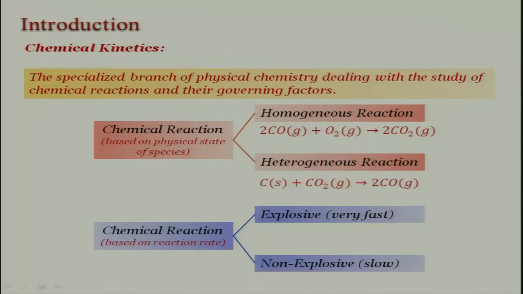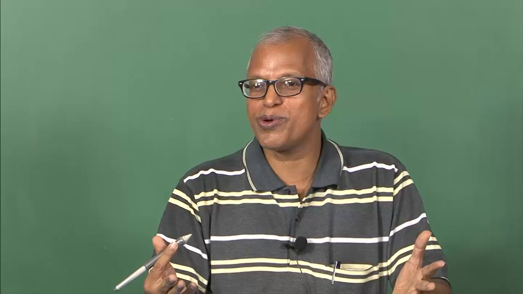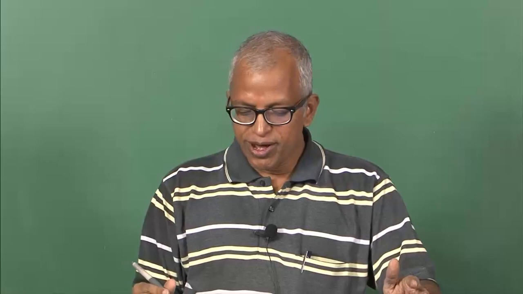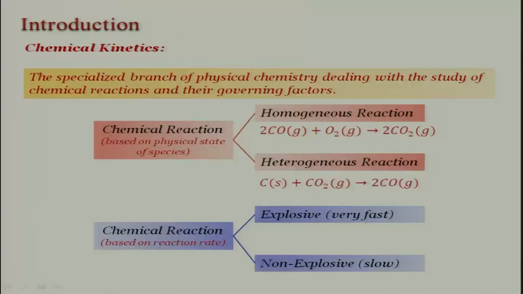And as I told, chemical reactions can again be broadly divided into two categories: explosive reactions and non-explosive reactions, based on the reaction rate. If it is very fast, then we call it explosive, or explosion will occur. Like most of the explosives used in warfare and also in the blasting of mountains, and other places wherever blasting is required. Terrorists also use explosives. Those are basically fast reactions occurring very, very fast.